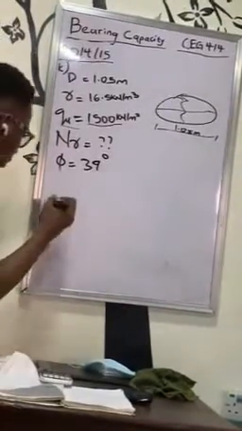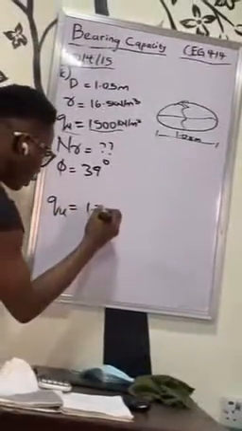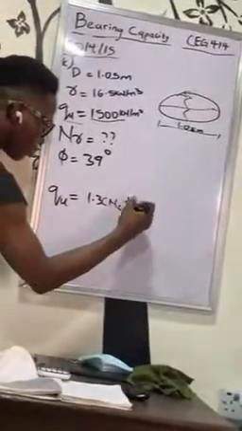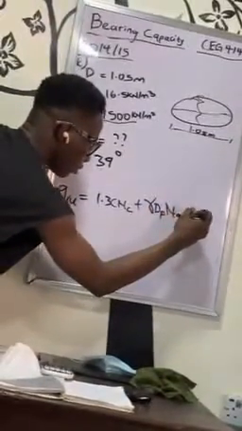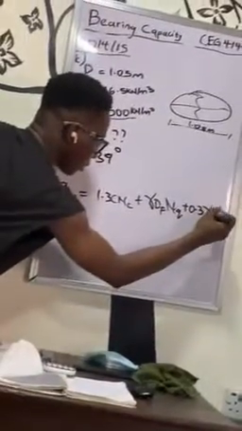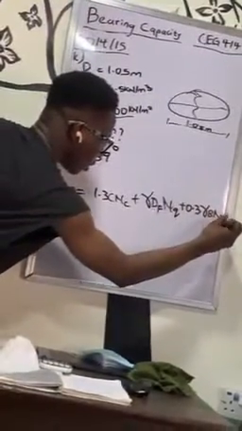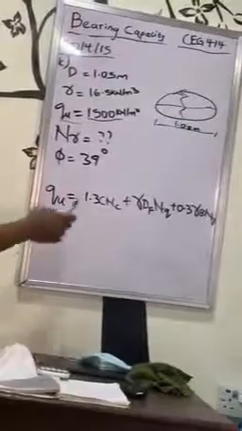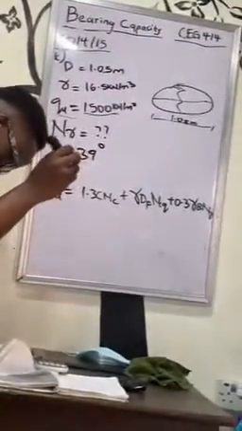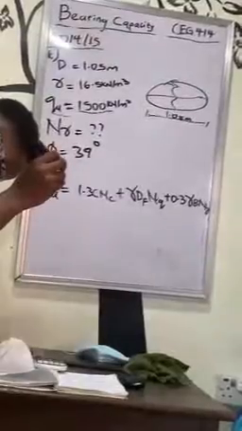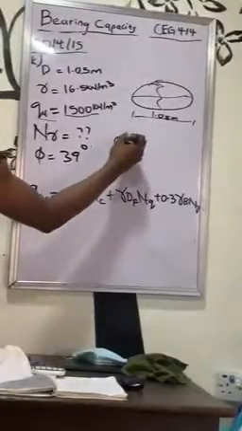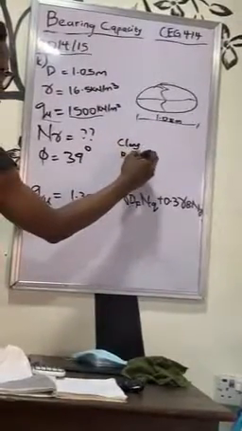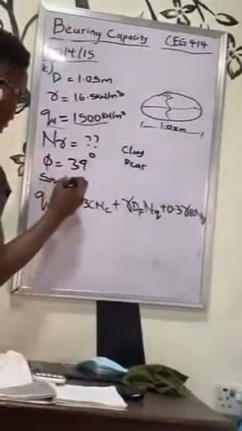Again, our Q ultimate for a circular section is 1.3 CNC plus gamma DF NQ plus 0.3 this time gamma D N gamma. We have nothing to do with cohesion, sand is cohesionless. Sand does not have cohesion with its particles. Only clay and maybe peat have something to do with cohesion. For sand, C equals 0.